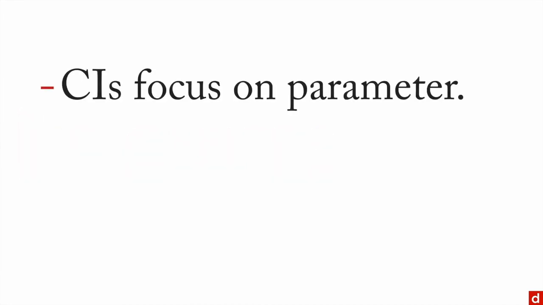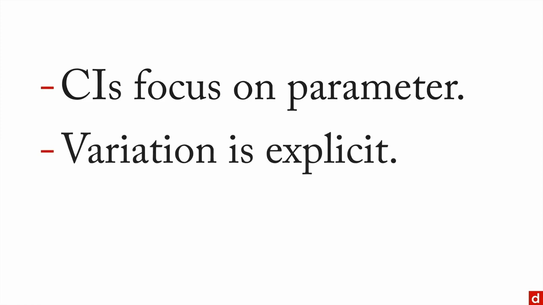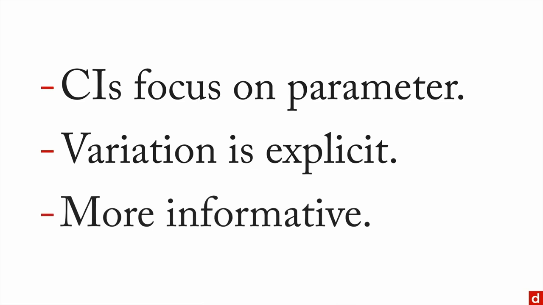And so let's say this to sum up our discussion of estimation. Confidence intervals, which are the most common version of estimation, focus on the population parameter. And the variation in the data is explicitly included in that estimation. Also, you can argue that they're more informative because not only do they tell you whether the population value is likely, but they give you a sense of the variability of the data itself. And that's one reason that people argue that confidence intervals should nearly always be included in any statistical analysis.